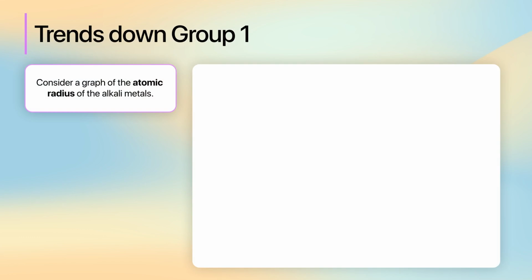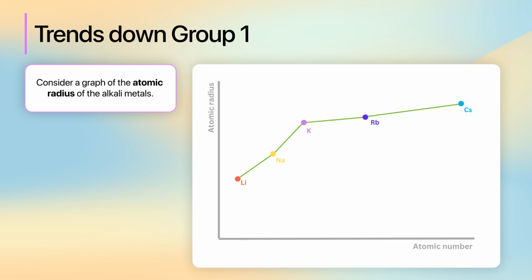To visualize these trends, consider a graph. On this graph, plot the atomic radius for each alkali metal. Notice how the size of lithium is much smaller compared to caesium.